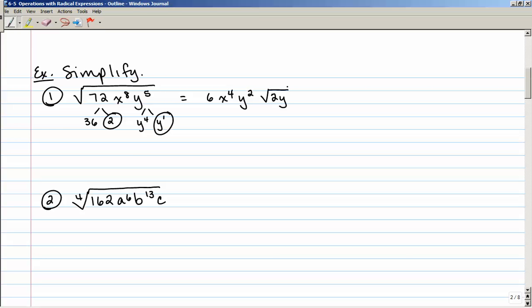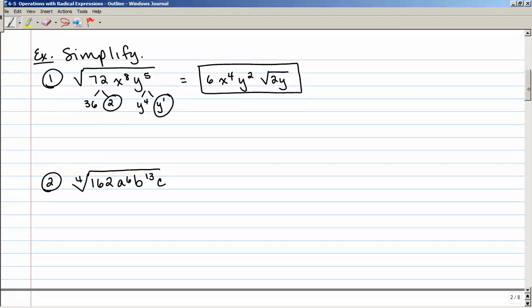Okay, so do I need absolute value bars? I took an even root of an even power, but I got an even answer, so no. I took the even root of an odd power, so no. Remember, absolute value is if you do an even root of an even power and you get an odd answer. So 6x to the 4th y squared times the square root of 2y is my final answer. I know it doesn't look very simple, but it is technically simplified. Okay, let's try number 2.